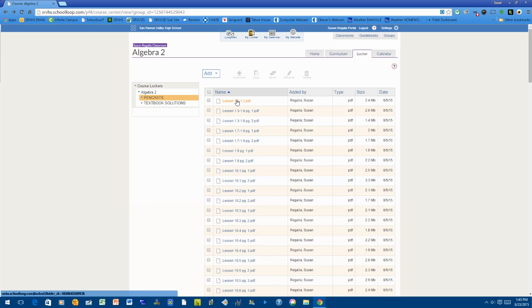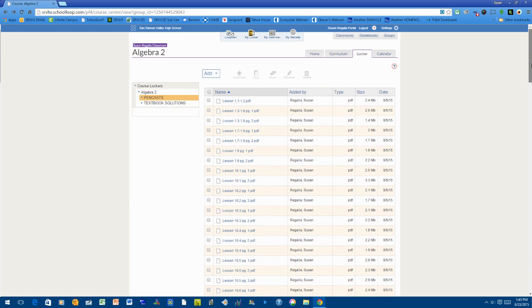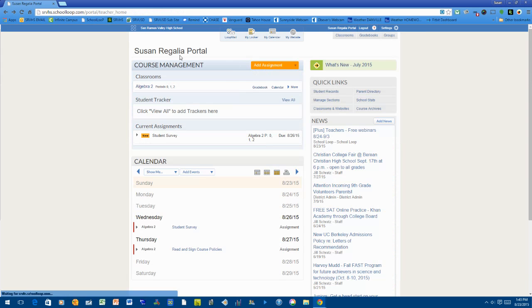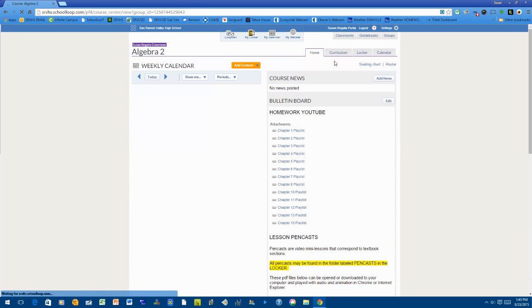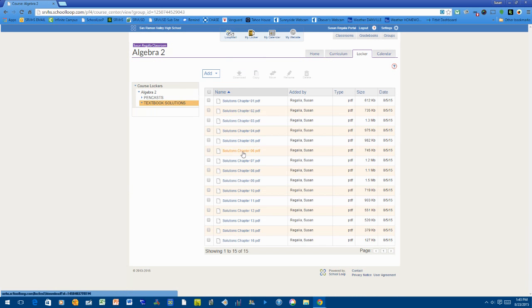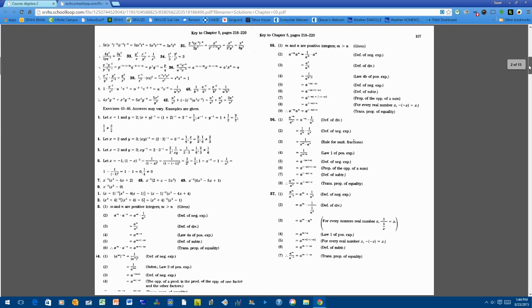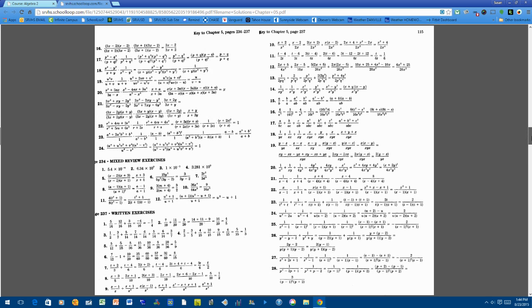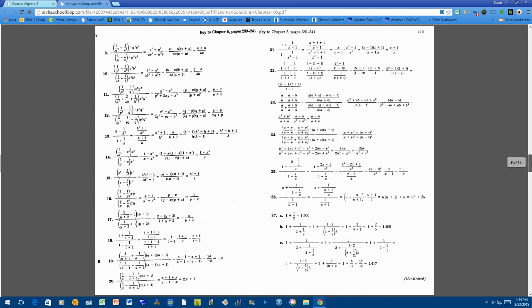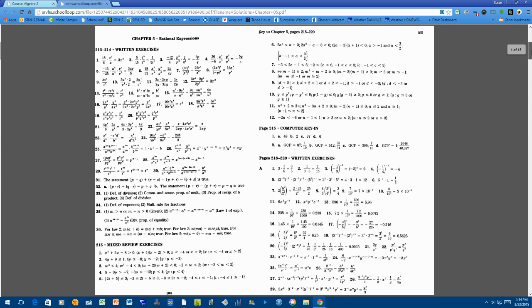And then over here, the last thing, if you tab over to the locker, you'll see that I have all of the pencasts for the entire year here, if you're reviewing or you needed to go back. And then if I go back to that locker, you've got textbook solutions here. So you'll have a PDF file that you can look up any book, page number, and find the problems. And it's not just odd problems, it's odds and evens. And it shows some of the steps of how the problem is solved or worked out.